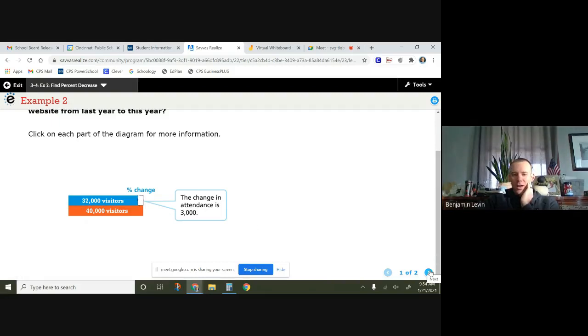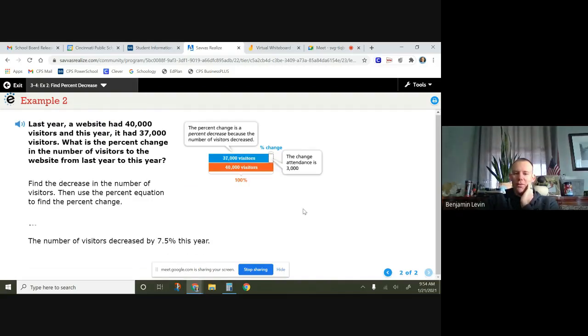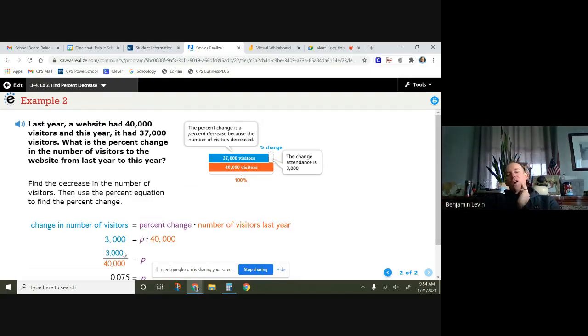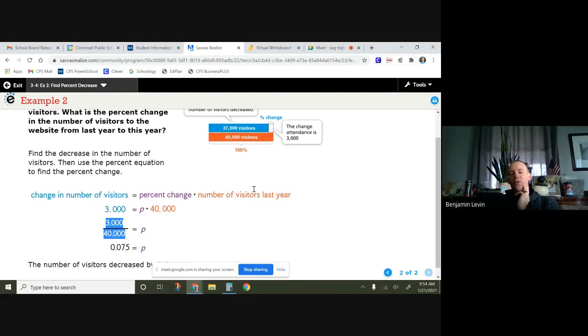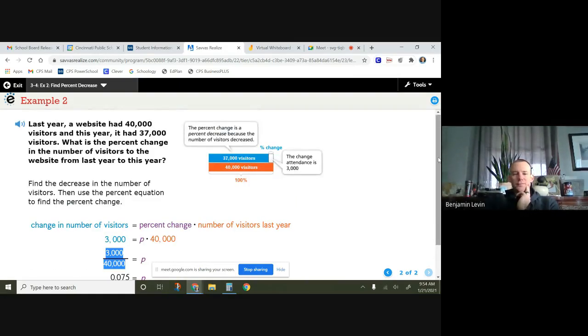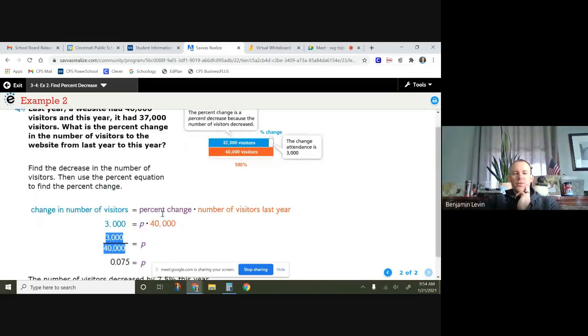Let's go to the next slide and look at how we are going to find the percent change. All we need to do is divide 3,000 by the old total, right? We use the percent equation. The change in the number of visitors equals the percent change times visitors last year.